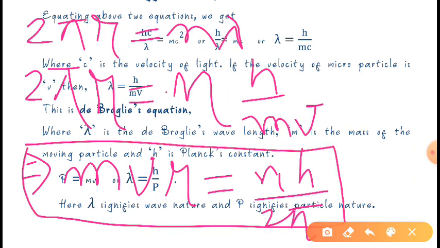This equation, mvr is equal to nh by 2 pi, was not explained by Bohr. He just gave this equation, but he did not explain why it is happening like this. So with the help of the de Broglie wavelength, we have explained this: mvr is equal to nh by 2 pi. I hope all of you have understood this.